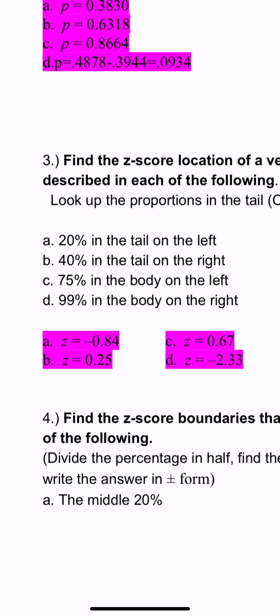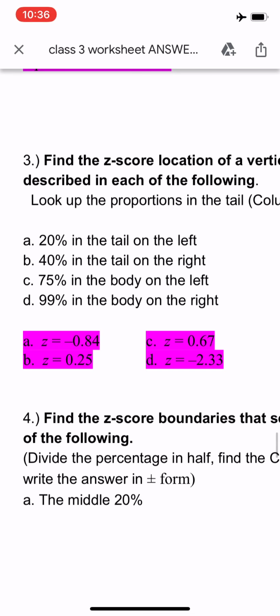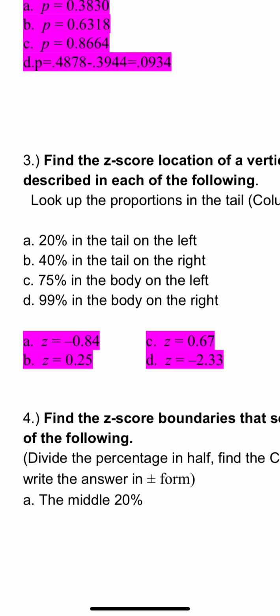And you are going to look for 0.7500. You're going to look for what z-score corresponds to that the closest, and that would be a z of 0.67. And we know it's positive because if the body is on the left, it must be on the positive side because it's taking up more space. So if a body is on the left, you know the z-score is definitely going to be a positive z-score.